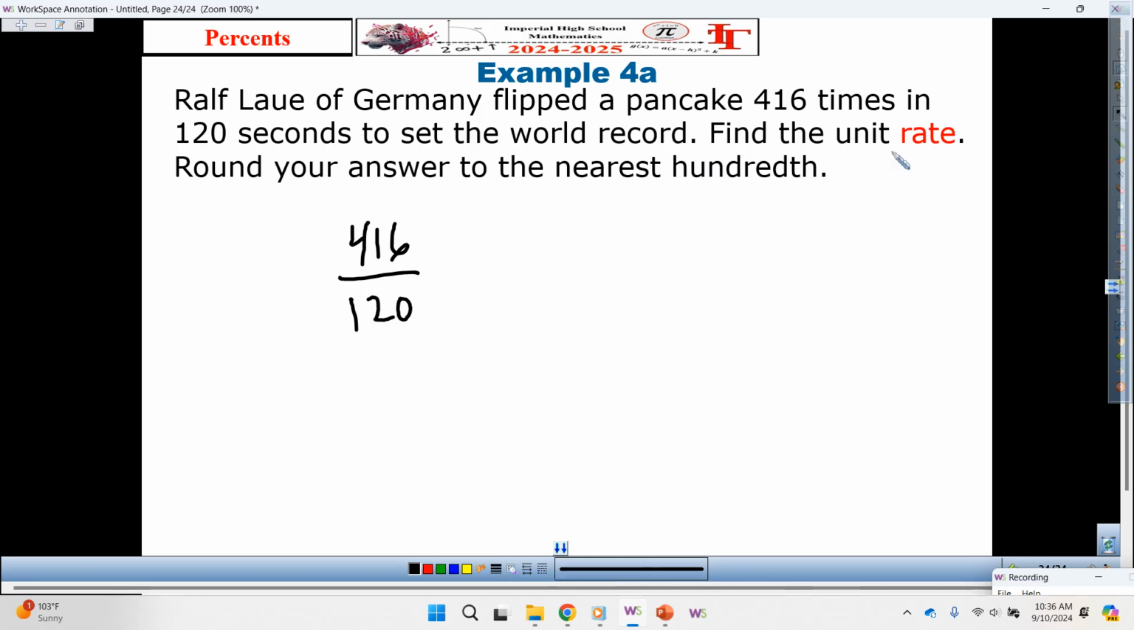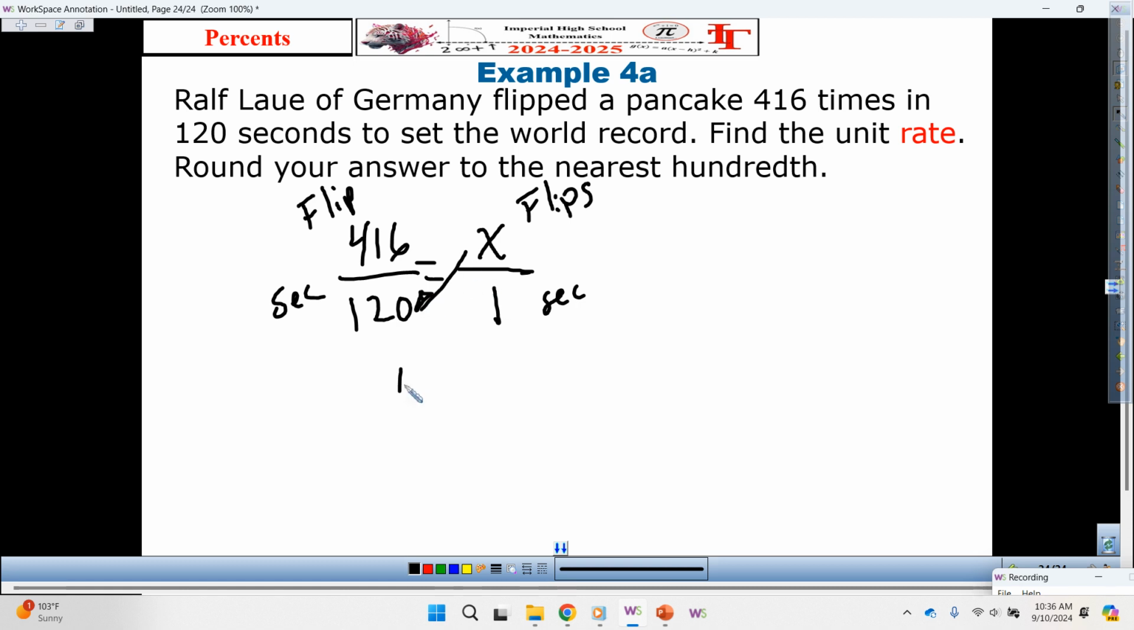They want us to find the unit rate. Question: which one of these numbers would be easier to make a 1? The bottom one, right? So this one, we need to find out what it is. This 416 is how many times he flipped the pancake, and this corresponds to seconds. So we want to know how many flips in 1 second. That is correct. That's how we get a unit rate. And the rest is history.